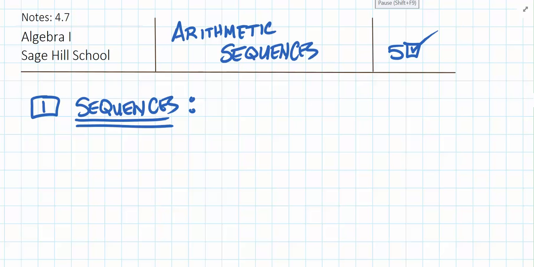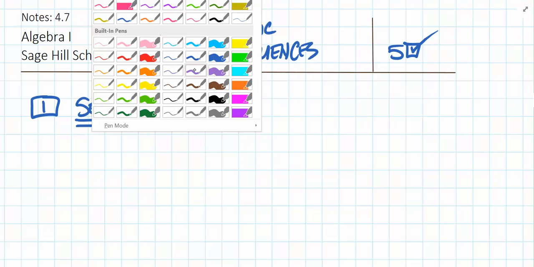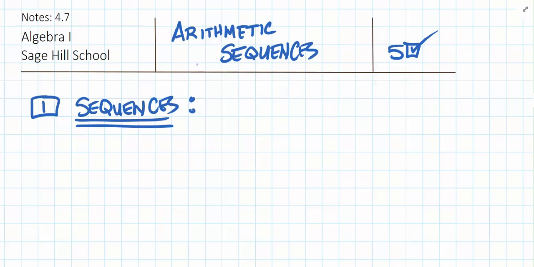Sequences? Yeah, sequences. What do we mean by sequences? That's a great question, right? So let's start there. What do we mean by a sequence? That's a great question. I'll give you a couple of examples. A sequence is nothing more than a string of numbers put together, right?